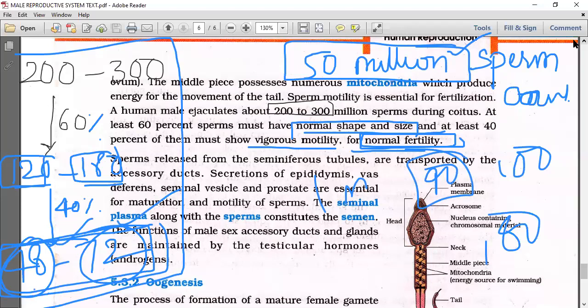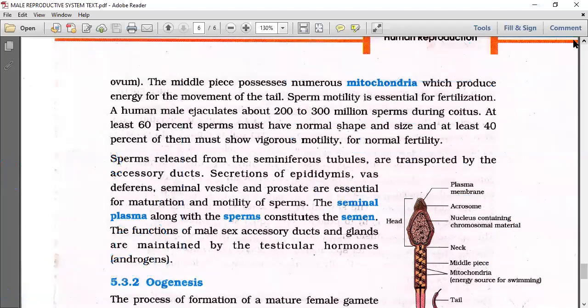So finally, this is the sperm and the structure of the sperm, and the conclusion to the male reproductive system.